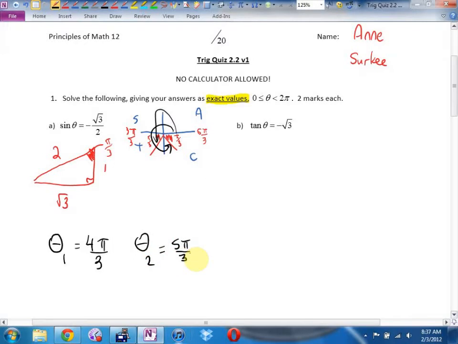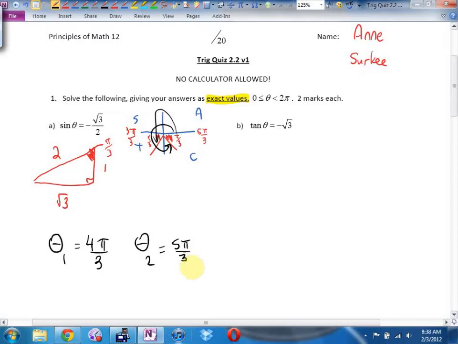2 marks each. In all honesty, on your test, I'll probably give you a half mark if you get the correct quadrant, a half mark for getting the correct triangle, and then a half mark for each angle. But here, I'll just go 1 mark for each angle because it's easier to mark. But as long as you got them both right, you're going to get full marks.